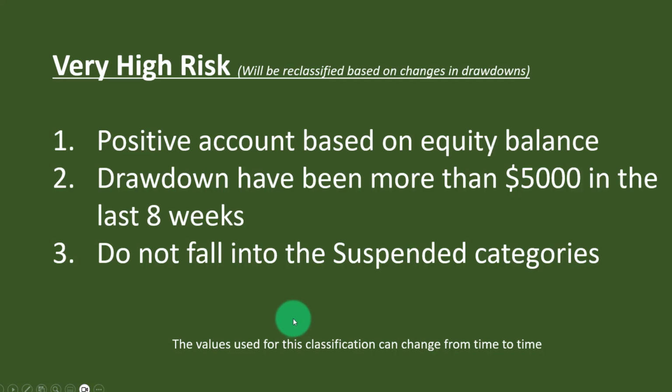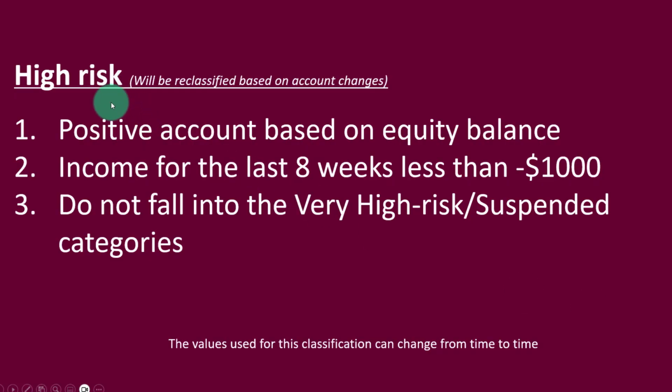Then we have the very high risk, and those are the positive accounts. All the accounts on the list have positive equity balances. To be classified as a high risk, drawdown has to be more than 5,000 in the last 8 weeks, and they must not fall into the suspended category. Then the high risk is also again a positive balance, and they have to have income for the last 8 weeks that is less than minus $1,000. Again, these accounts do not fall into the very high risk or suspended categories.